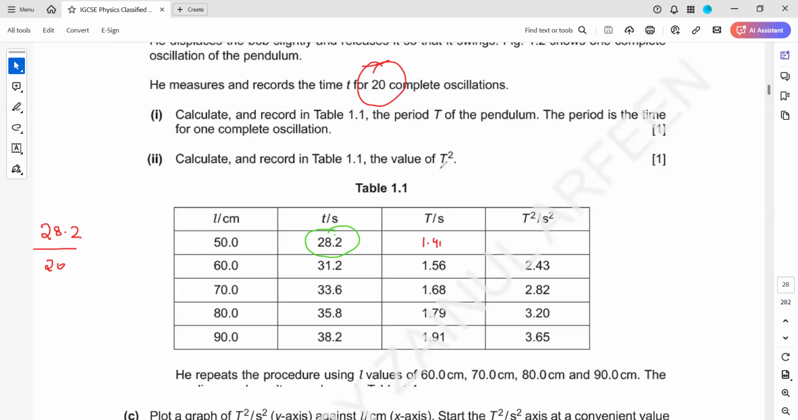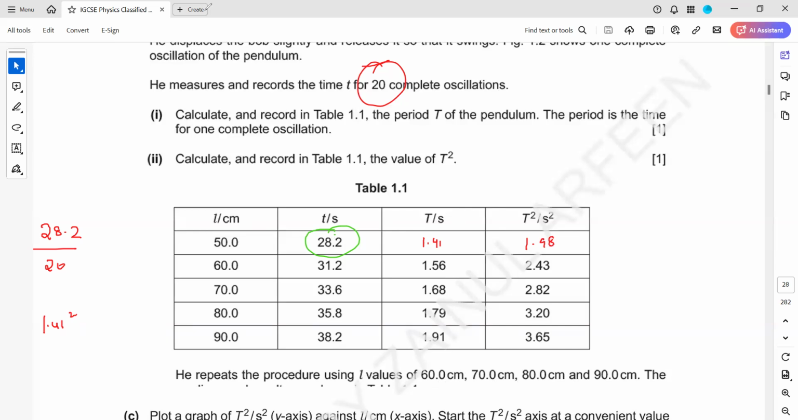Then we need T squared. What does T squared mean? We just have to square. So the value of T is 1.41, and we just have to square it. What is the answer for 1.41 squared? 1.98. So we'll write 1.98. Is it clear? Yes, clear. Okay. Then he repeats the procedure for lengths 60, 70, 80, and 90, as you can see.